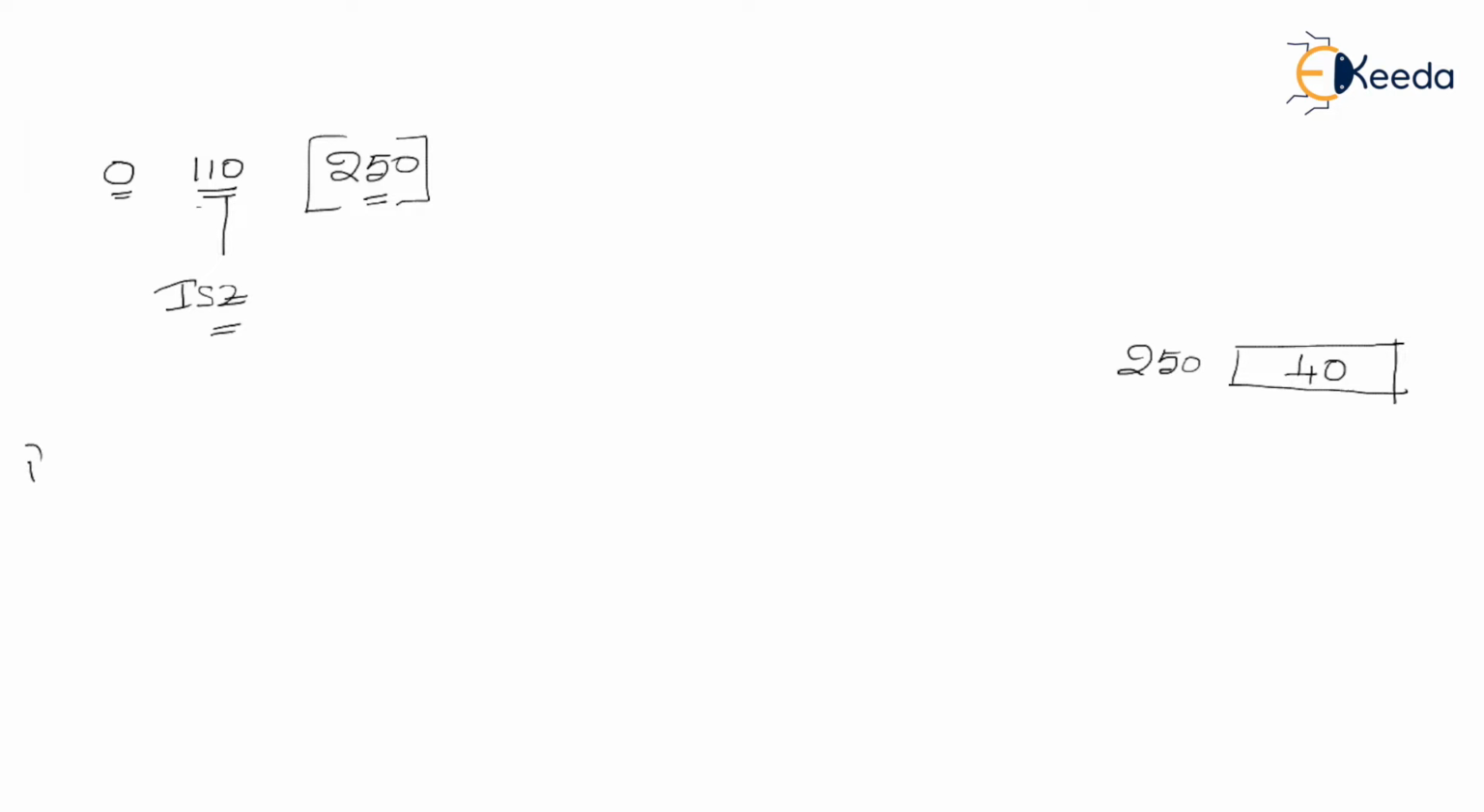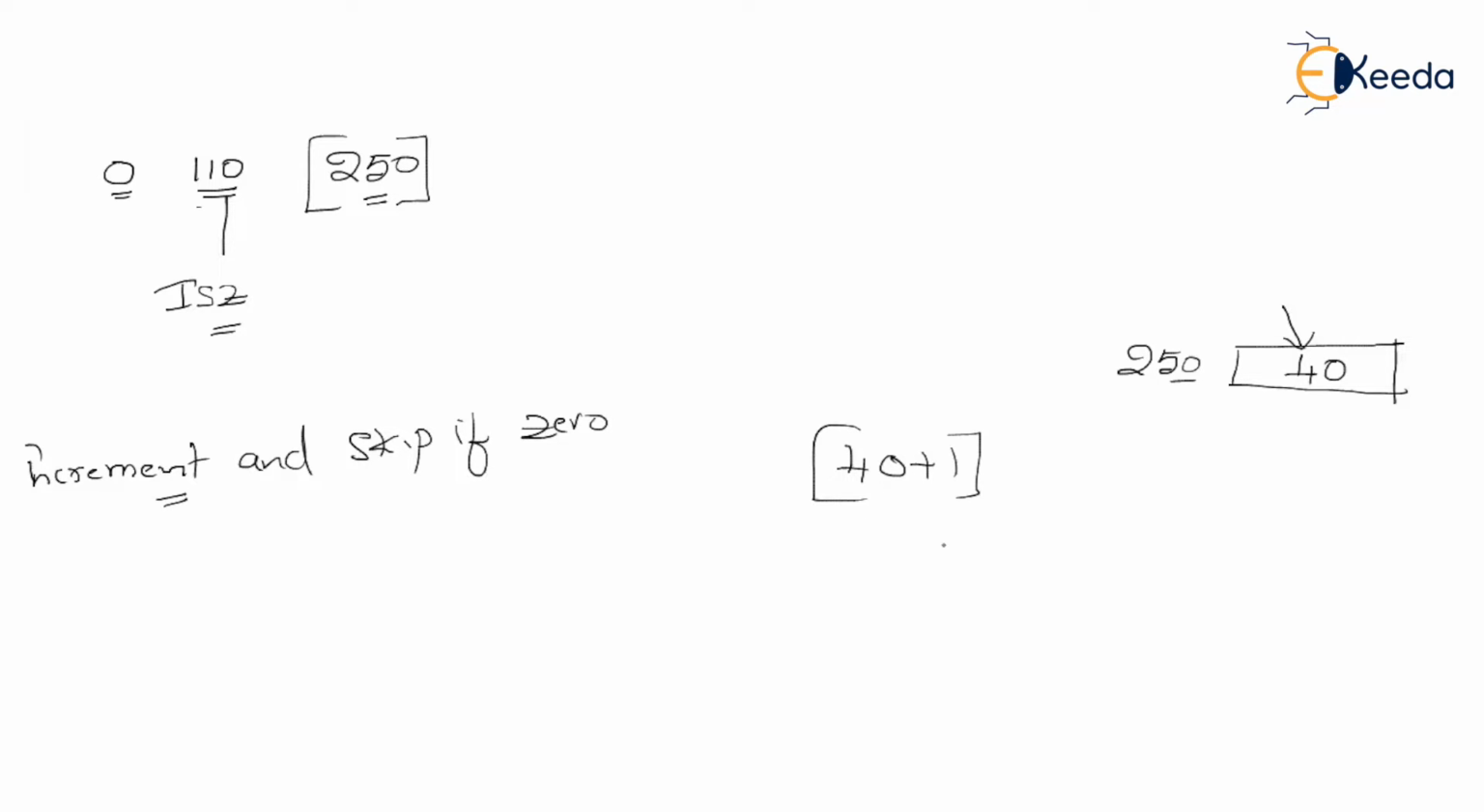ISZ stands for increment and skip if 0. You know that increment stands for we need to increment. What must be incremented? The operand must be incremented. What is the operand? The value which is available in the memory of 250, that is 40. This is our operand right now. So we need to perform an increment operation, that is 40 plus 1. 40 plus 1 is equal to 41. So increment operation has been performed.